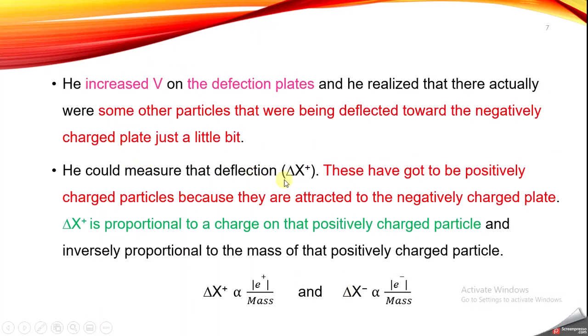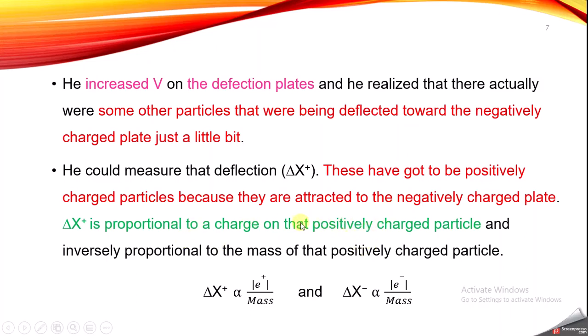So he also measured that deflection. He called it delta x plus because they were deflecting towards the other plate, towards the negative plate. So he said that they must be positively charged. So their delta x is proportional to the charge, in the positive plates, so positive particles. He also said that if the particle is of higher charge, then that deflection will be high.